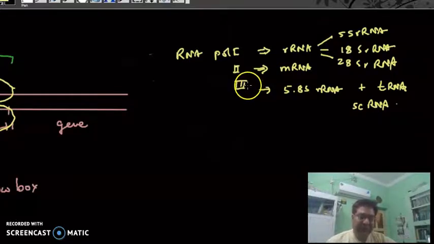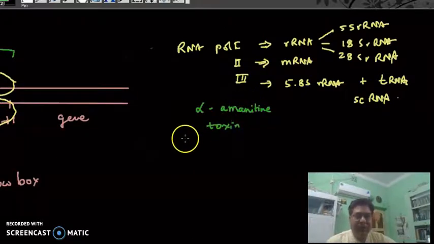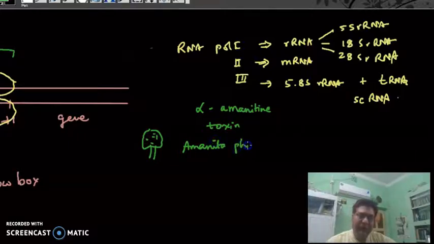They can be distinguished if you treat them with alpha amanitin. Alpha amanitin is a toxin. It is produced from a fungus, a poisonous mushroom. What is the name of that mushroom? Very colorful mushroom. It is called Amanita phalloides. This is an example of a poisonous mushroom. It contains alpha amanitin. That's why it is poisonous.